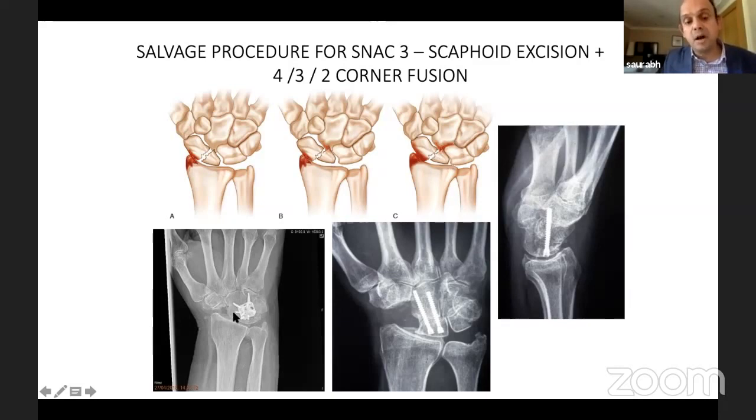In my practice, I would do a four corner fusion using spider plates. These days they're talking about three corners and two corners. I don't think you need to know that for the exam at your stage. But as I was telling you before, your fusion of lunate and capitate is more important. So whether you put a spider plate or screws, you need to make sure these two surfaces fuse up.